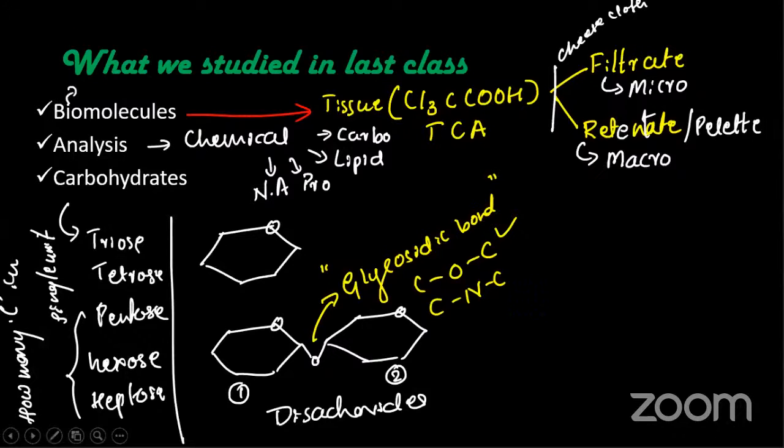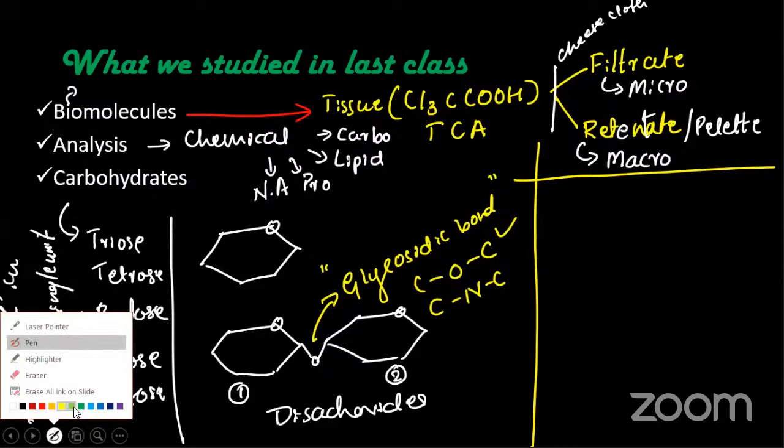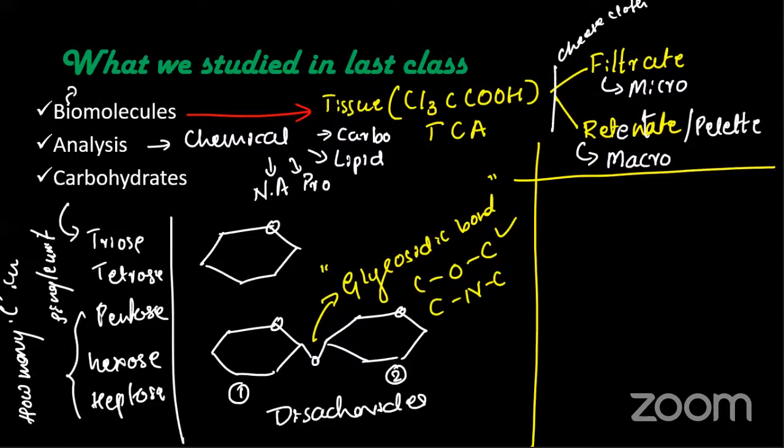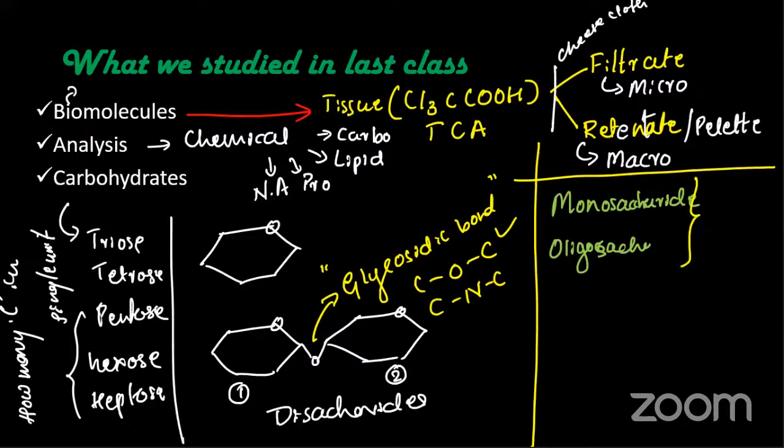That's what we studied in the last class, and we are also studying some other things, right? So I want to add one more thing to this. Yesterday I didn't mention it, okay? Yesterday we studied two things: one is monosaccharides, and another one is oligosaccharides. If you look at their structures or properties, both of these have almost similar properties.